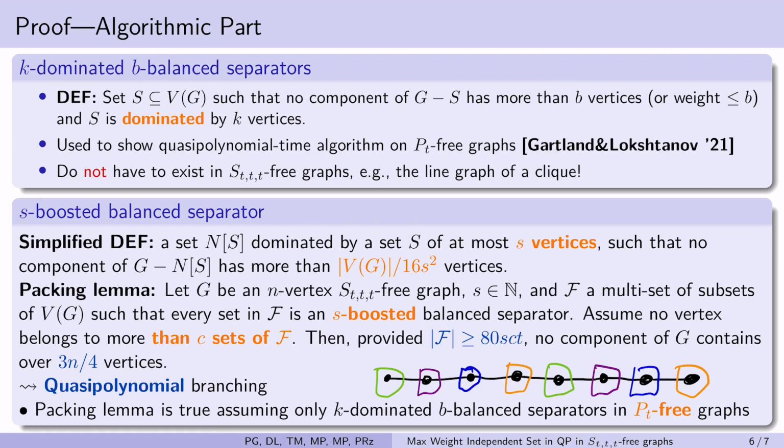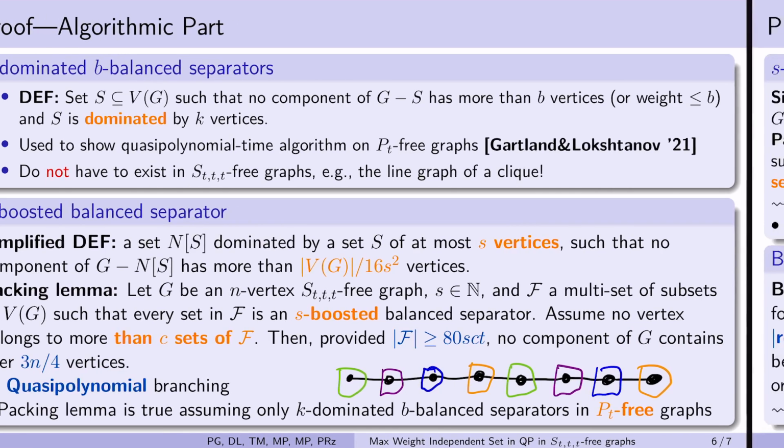Okay, so with this definition, actually this packing lemma works. If we go through it once more, we are given a family of those S-boosted balance separators, and we assume that no vertex belongs to more than C of them. Then actually, if this family is big, then G has to have small components. And having small components is again a good thing for quasi-polynomial branching. So that's what we used.